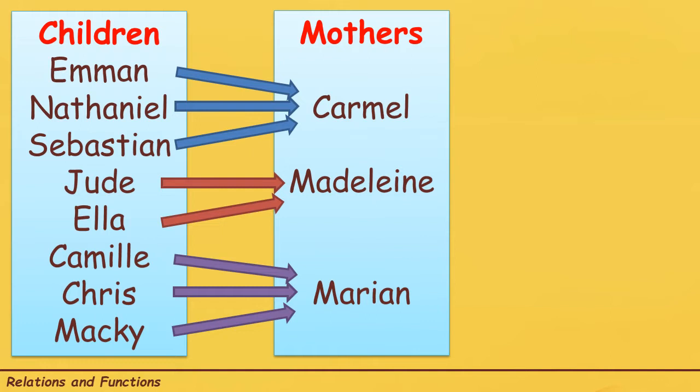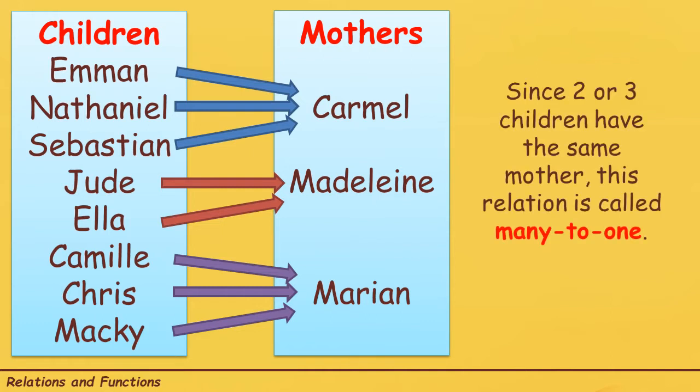Okay, so since this is a mapping diagram, since two or three children have the same mother, this relation is called many to one. Kung mapapansin nga naman natin, meron ditong isang mother, dalawa ang kanyang anak, si Jude at si Ella. Meron naman dito na mother, tatlo ang anak. Ibig sabihin yan, this is called many to one. As you can see, tatlo ang children, Eman, Nathaniel, and Sebastian. Nag-iisa lang ang kanilang mother. Many children, one mother. This is called many to one.